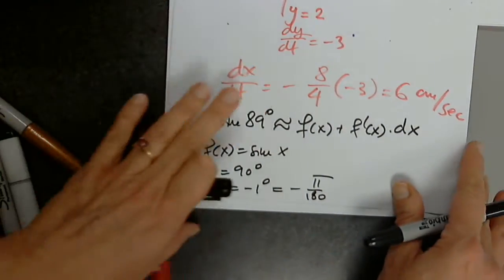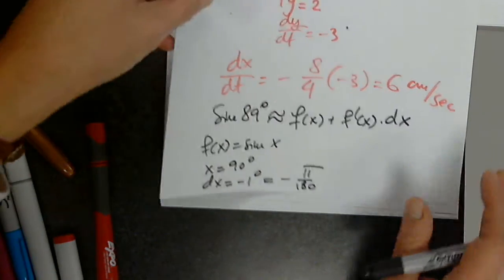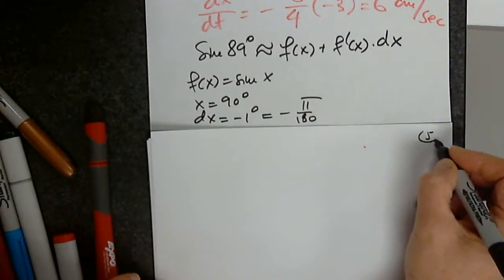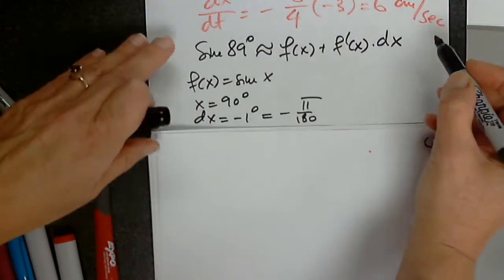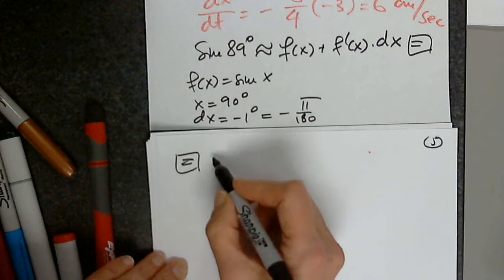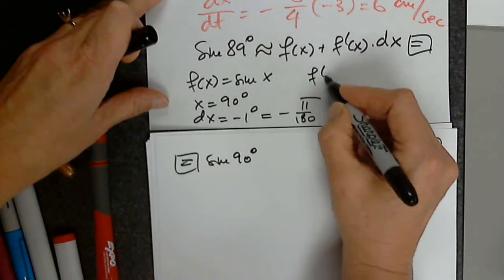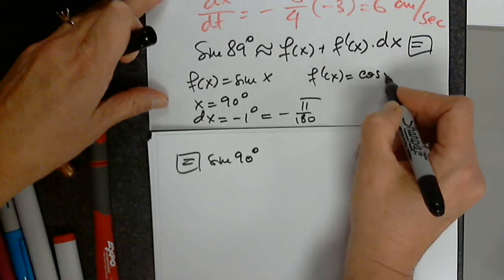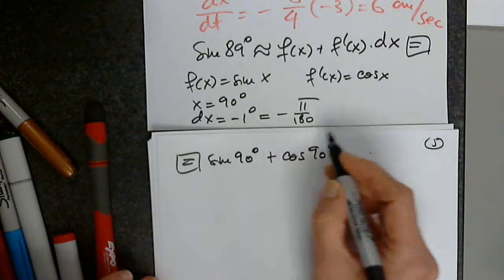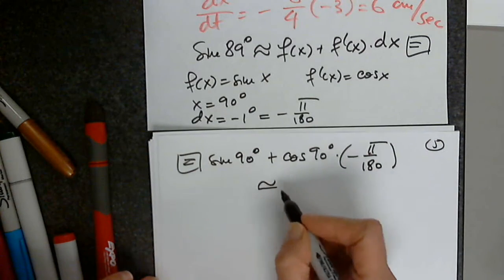Nothing in calculus, almost nothing in calculus, can be considered in degrees. So then from here, this will equal sine 90 degrees, plus, I forgot to write f prime of x, which is cosine x, so cosine 90 degrees multiplied by negative pi over 180. And then you get an approximation.